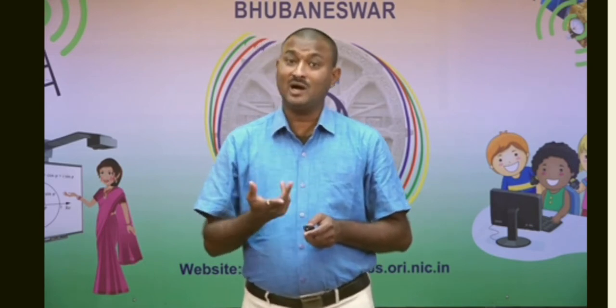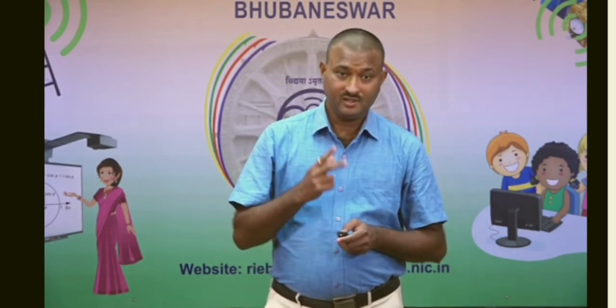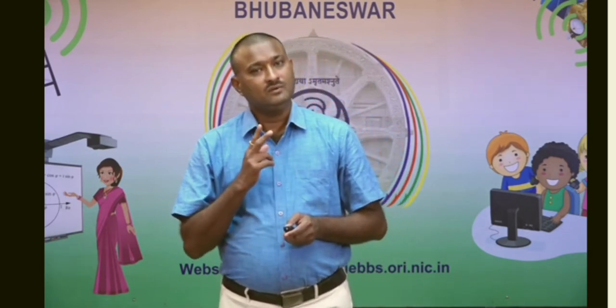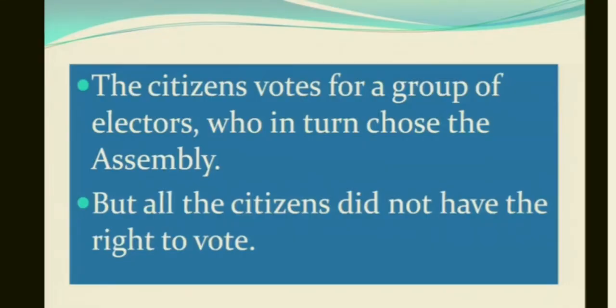Now the question is how they were indirectly elected by the people. The first system is that the citizens will first elect electors. And later on, the electors will choose the members of the National Assembly. Try to understand. First, the citizens will vote to elect the electors. And later on, the electors again will choose the members of the National Assembly.